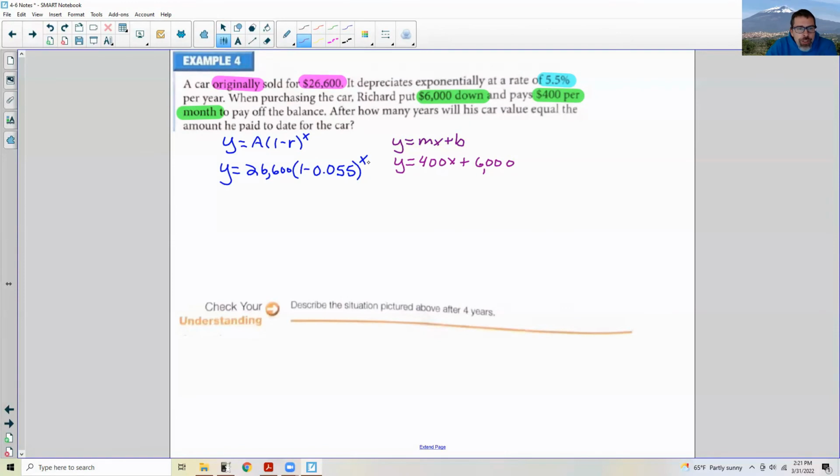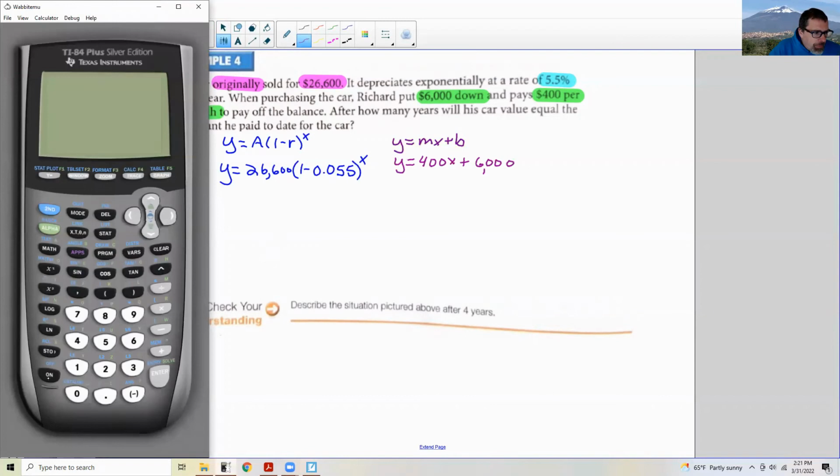So in order to solve an equation when the exponent is x, we would have to do the logarithm or natural log. So let's just use a calculator to avoid that process, and we'll just graph both of them. So I'm going to go to y equals and clear this, turn my plot off. And I'm going to put 26,600 parentheses 1 minus 0.055 to the power of x. And then on the other one, 400x plus 6,000. So there's my two equations.